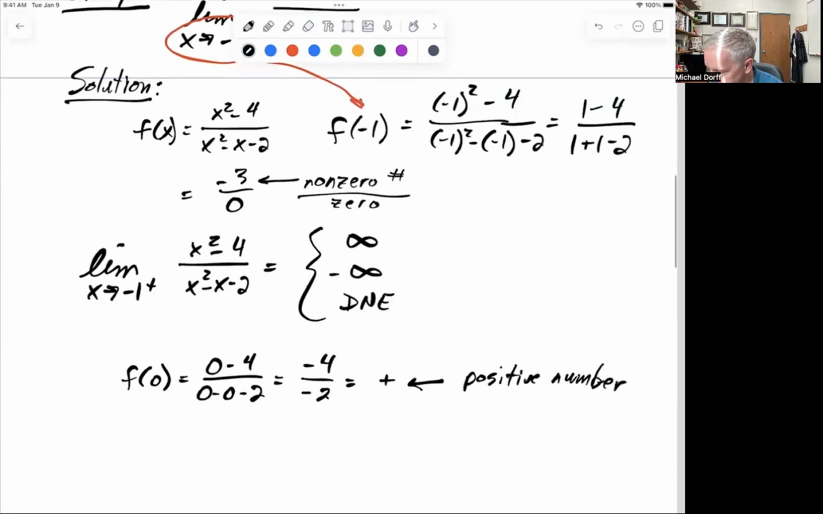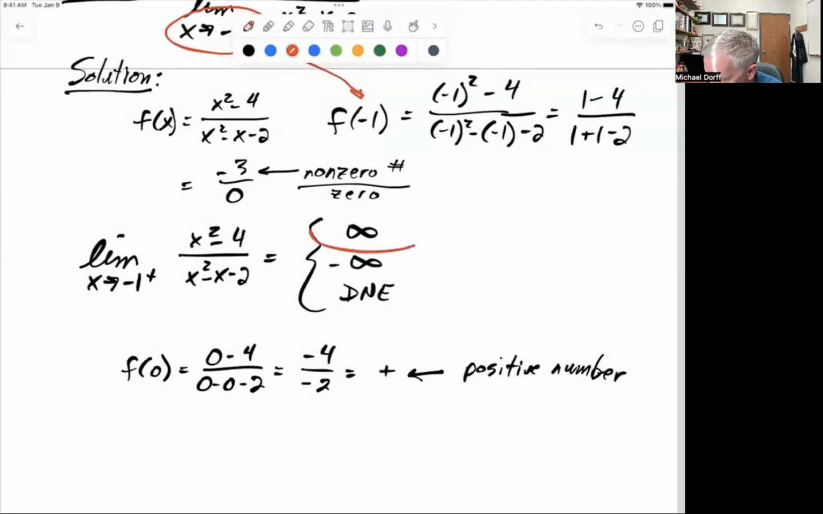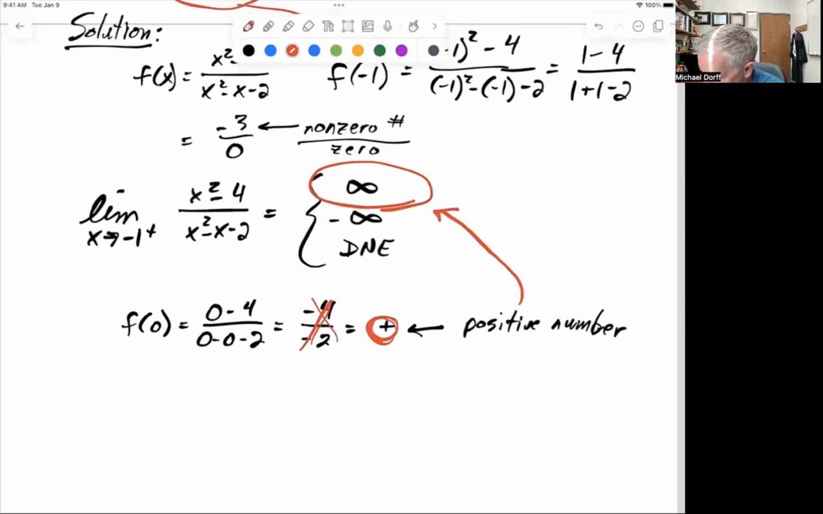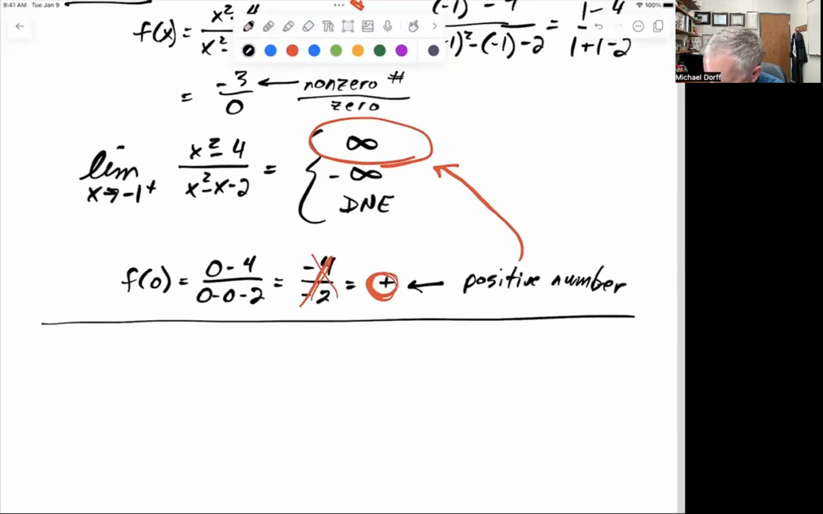And so that means my answer here is positive infinity. The exact value doesn't really matter. What matters is the sign here. It's a positive number. So again, see the difference between the previous problem where we got 0 over 0 when we did direct substitution, and this problem where we got a non-zero number over 0.